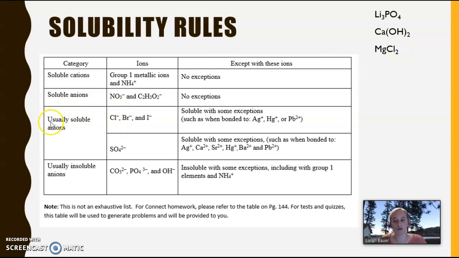And chlorine is usually soluble. So that means it usually will dissolve in water. It does have some exceptions though. And so I do want to double check to make sure that the cation that it's bound to is not one of the exceptions: silver, mercury, or lead. Now it's not, so it is safe to assume that this is soluble in water. But if it was one of the exceptions, silver, mercury, or lead, then even though it's usually soluble, I would say that it is insoluble in this case.